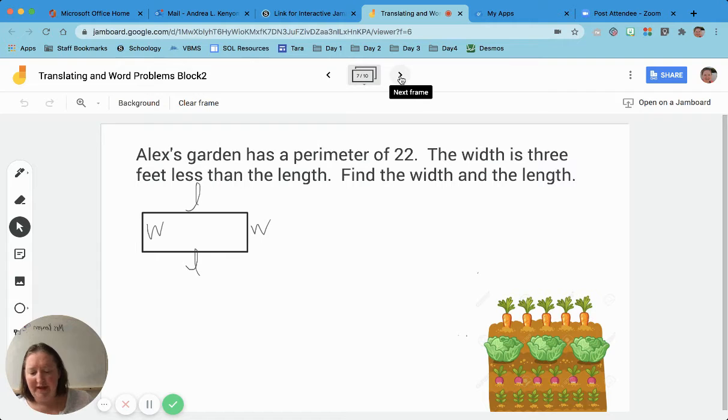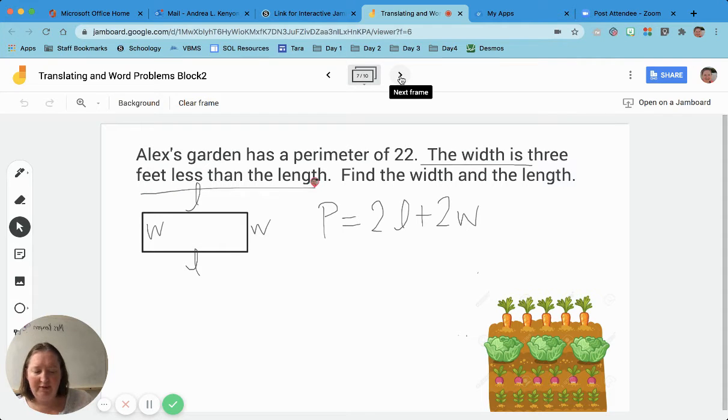I know that since it's a rectangular garden, I can use this formula for finding perimeter of rectangles. Perimeter equals 2 lengths and 2 widths. Now that has too many variables in it. I can't solve for all of those all at once. So I've got to put something in terms of the other. And that's where I start to use this information. The width is 3 feet less than the length.